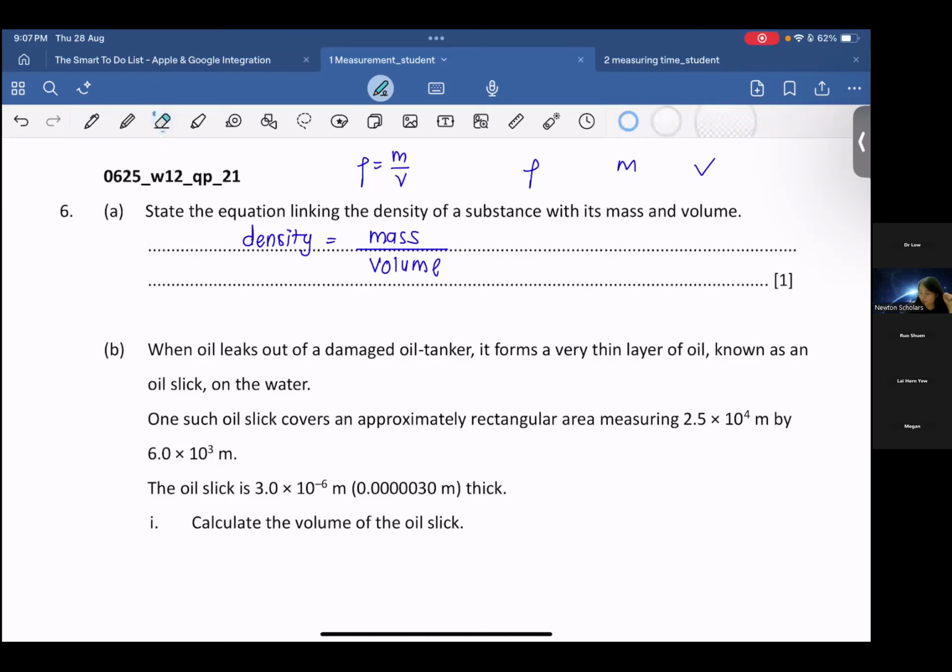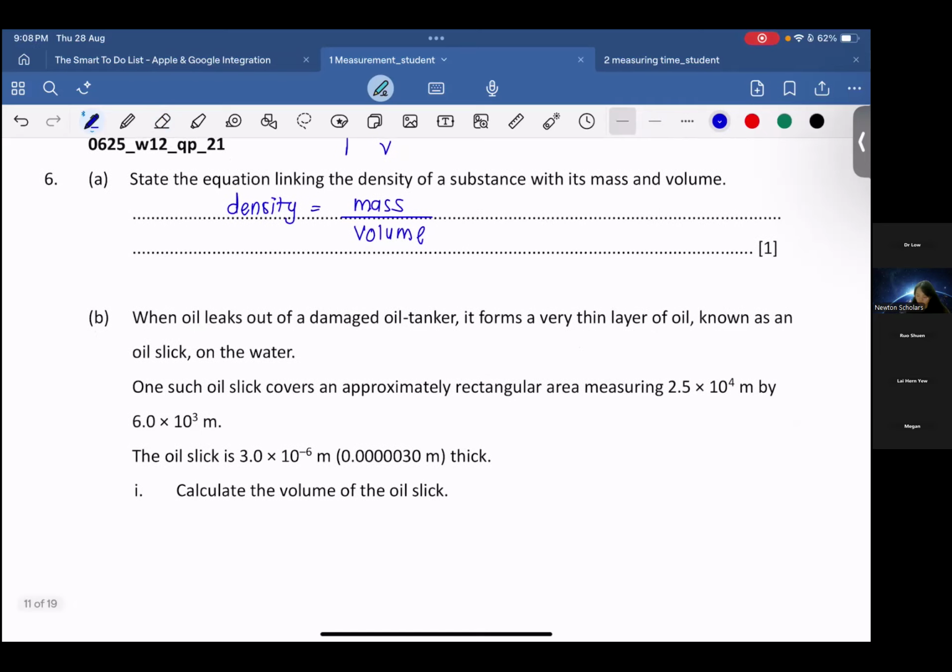Do not just write the formula only with the symbol. If you want to write in the symbol, you still need to tell me rho equals to density, m equals to mass, v equals to volume. Only then you are able to score the mark.